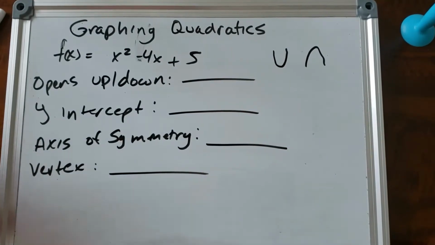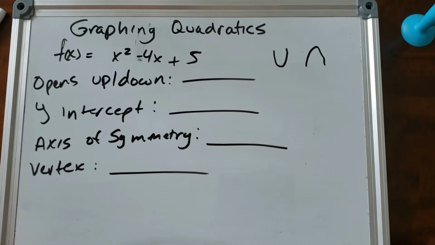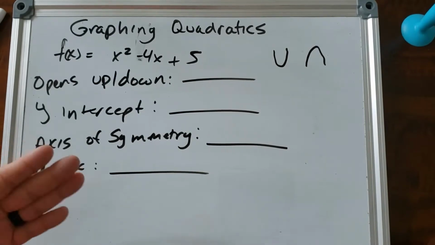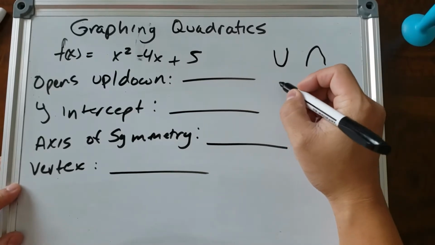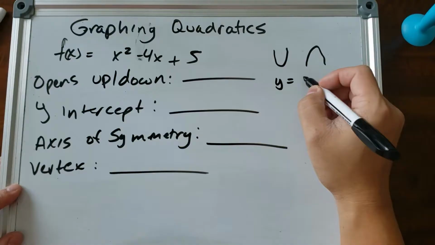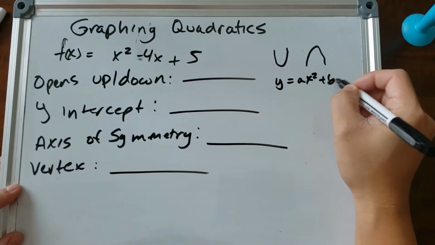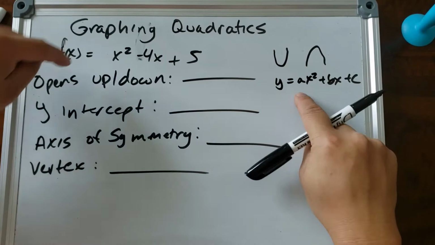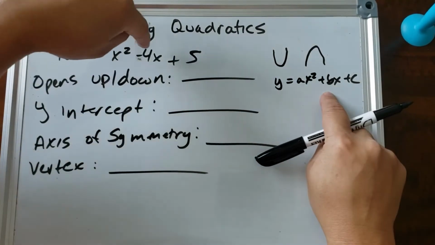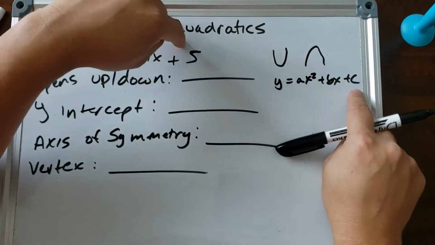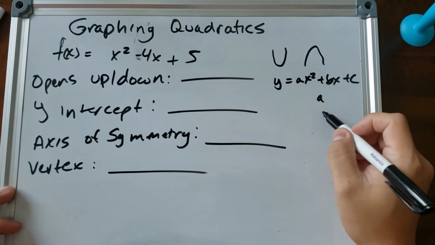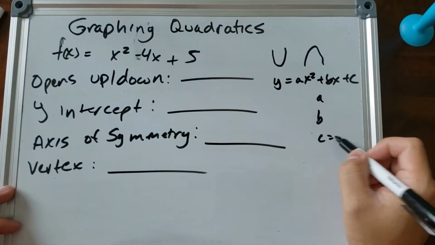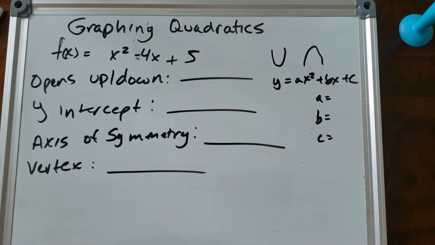Also, before I start graphing, I need to label my quadratic equation, okay? All quadratic equations are of the form y equals ax squared plus bx plus c. A is the number in front of x squared, b is the number in front of just x, and c is the number by itself. So I want to label these for this equation, and a, b, and c are always going to be just the numbers. I don't want to see any x squared. I don't want to see any x's with this.